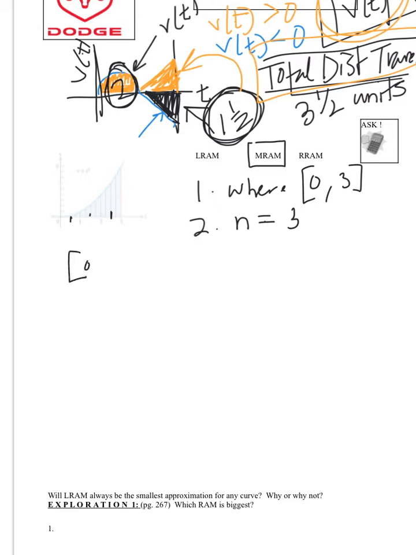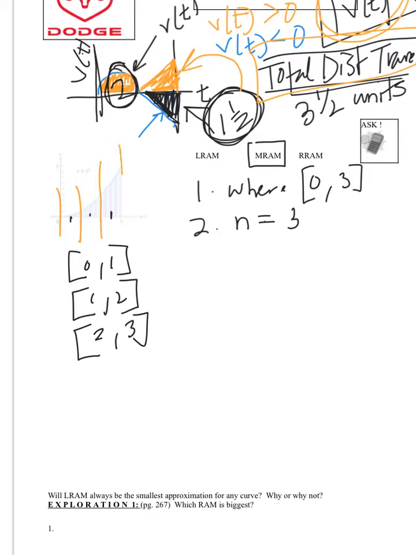From 0 to 1 this time, from 1 to 2, and from 2 to 3. So I went from 0 to 3, and 3 divisions would give me 3 pieces. And so I'm doing MRAM, looking at each one of these zones, 0 to 1, 1 to 2, and 2 to 3.